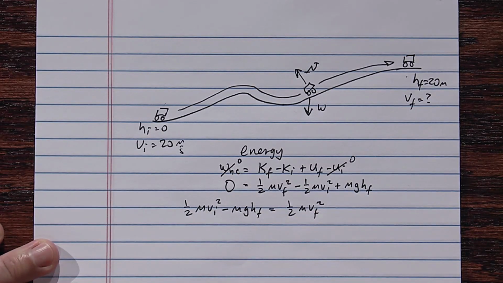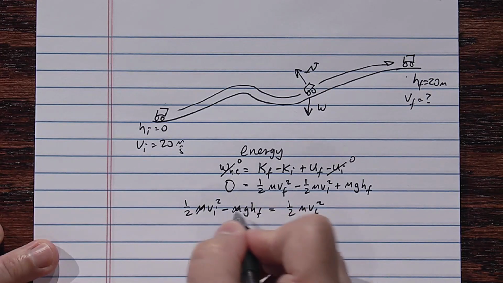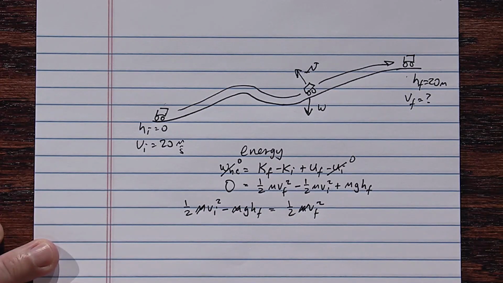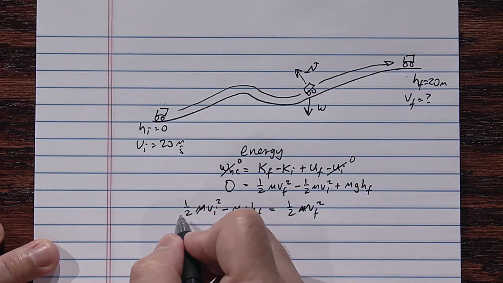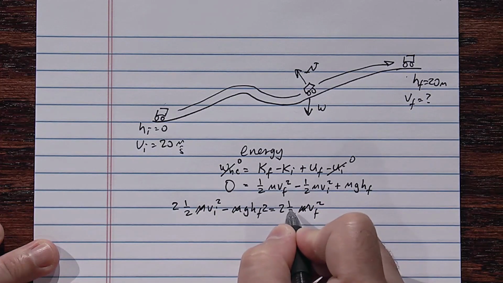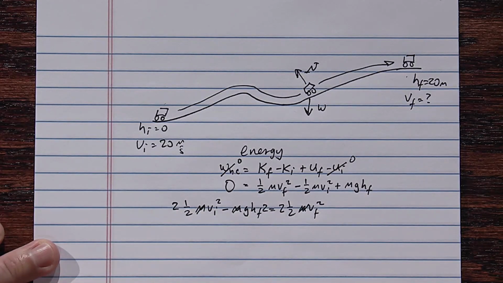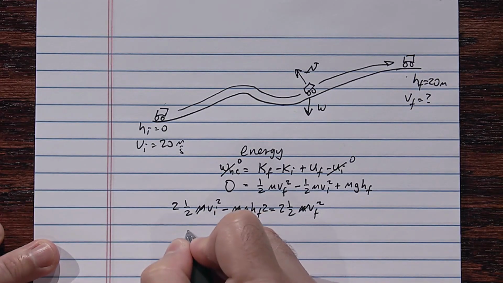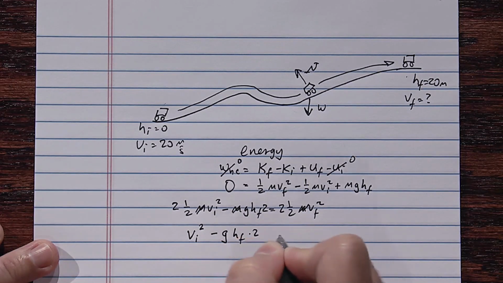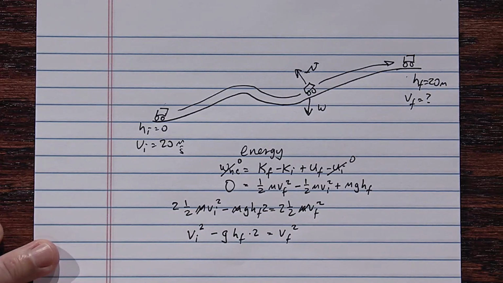I'll divide through by m. It turns out that the mass of the cart doesn't matter at all. Any mass would give us the same answer. And I'll multiply through by 2, multiply everything by 2 to get rid of this 1/2 right here. So I have v initial squared minus g times height final times 2 is equal to v final squared.